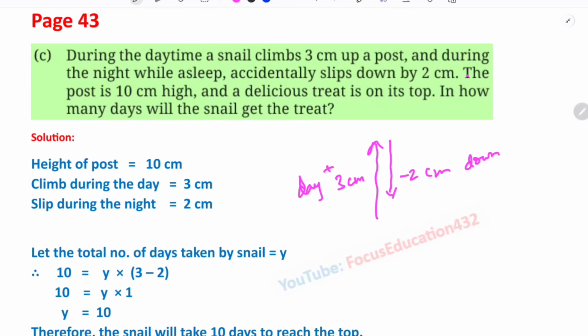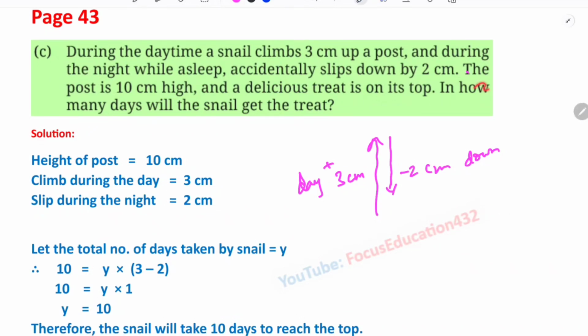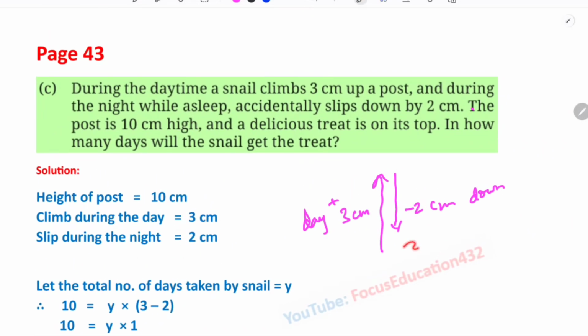Achha, here. Missing this part. So the post is 10 centimeter high. That means somewhere around 10 centimeter high, there is some treat available. So like this, somewhere around 10 centimeter high, there is something to eat. Treat.